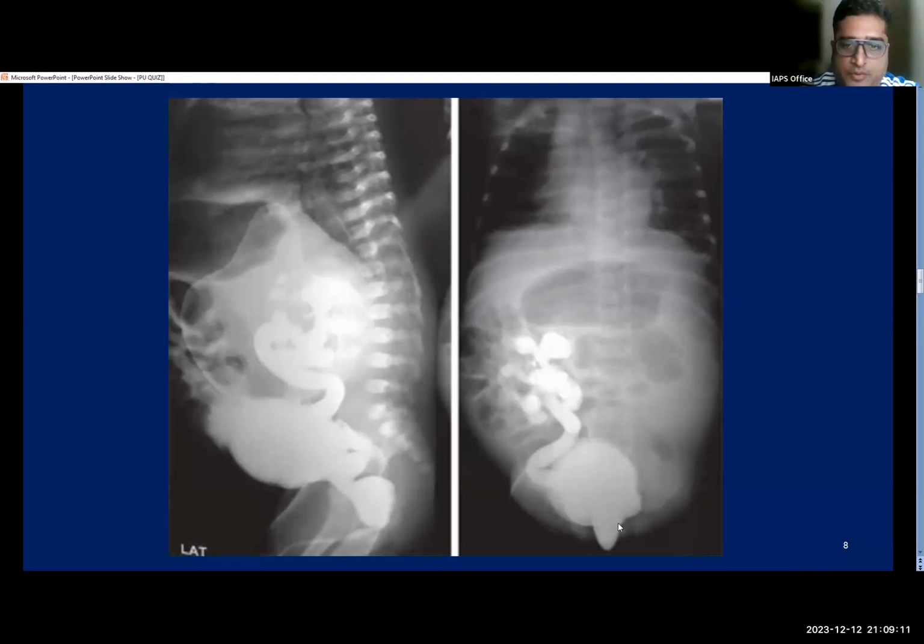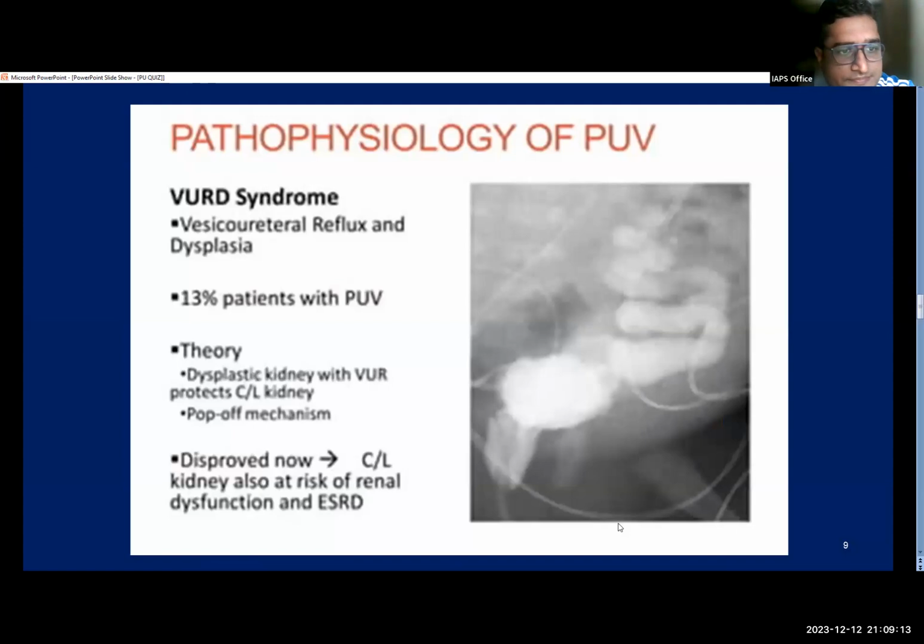Very nice. What is the importance of VURD syndrome? VURD syndrome is one of the pop-off mechanisms. The site which has decreased function, the pop-off will go there so that the site which has normal function will be preserved. Seen in 13% of patients with posterior urethral valve, although that theory is disproved now because that works till the antenatal period. Afterwards there is equal brunt to the left kidney because the bladder is not good.